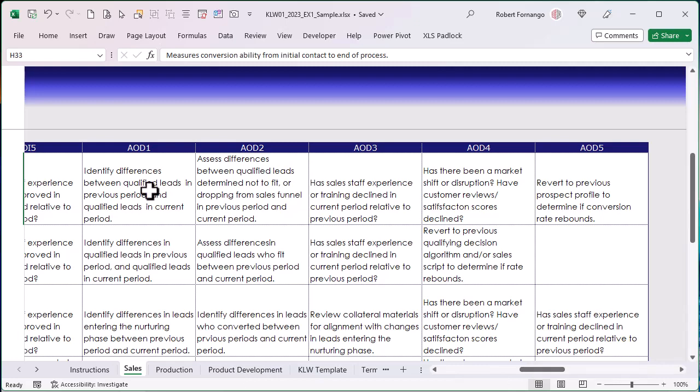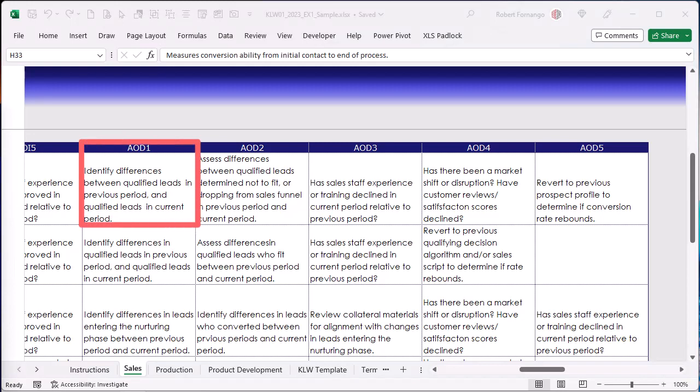And so we've got 5 actions on decrease to include here. The first being identifying whether or not there are differences between qualified leads in the previous period and the current period. So if your qualifying decision algorithm wasn't changed, you want to make sure that you were still qualifying the same kinds of people. If there was a difference, then you could look at your prospect data to see if the prospect pool had changed, or you could follow up with your sales team to understand why different kinds of leads were being qualified.